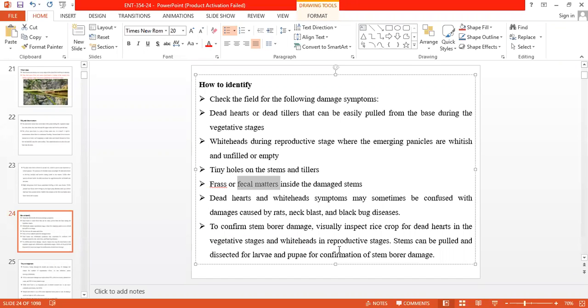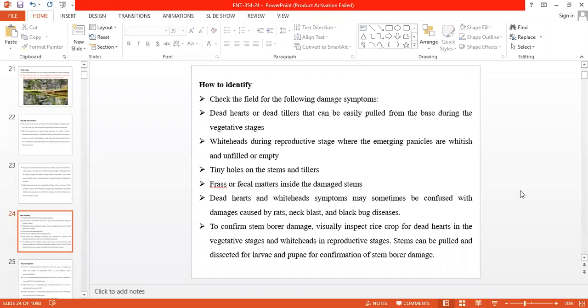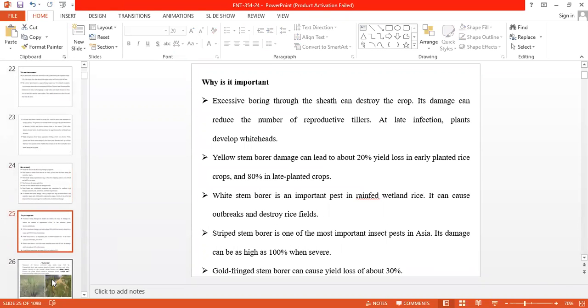Dead heart, white ear, fecal matter, these are the major signs of the infestation of yellow stem borer. Then why is this pest important? Because of excessive loss: minimum 20% yield loss in early planted rice and 80% in late planted paddy crops. So that's why this is a very serious pest of paddy. Maximum 80% loss is noticed due to the yellow stem borer.